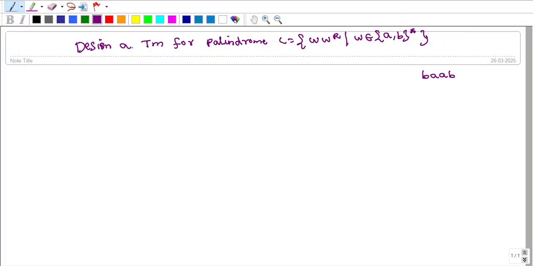In today's video lecture, we will be designing a Turing machine for accepting a palindrome of the format W W to the power of R, where W can belong to the combination of a and b. Now let us take this string, b a a b.